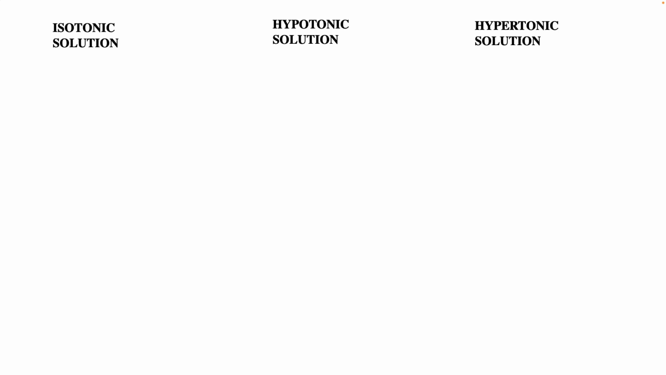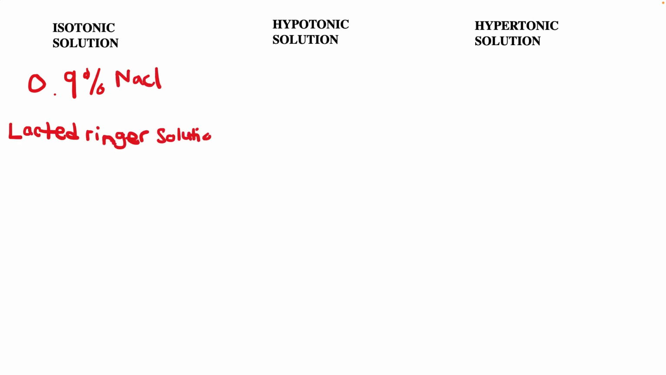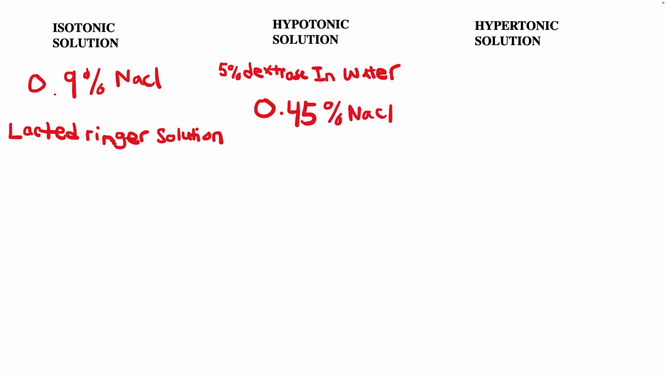Now that we were able to distinguish the difference between isotonic, hypotonic, and hypertonic, now let's talk about the different types of solutions for each of them. For isotonic, one of them contains 0.9% sodium chloride, and also it contains Lactaid solution. For the hypotonic solution, we have 5% dextrose in water and 0.45% sodium chloride.